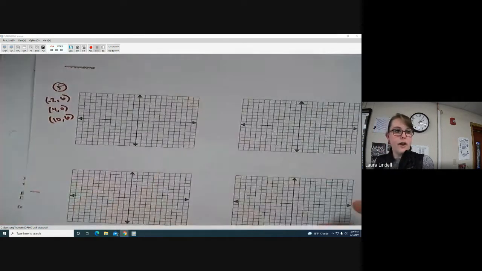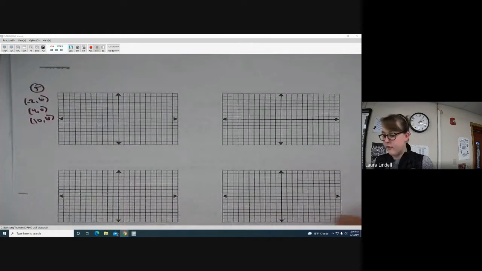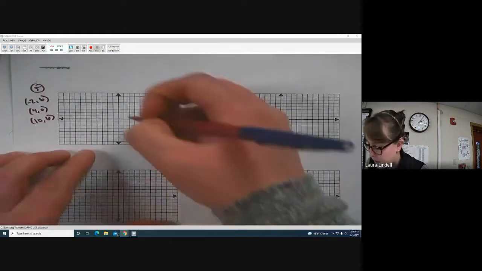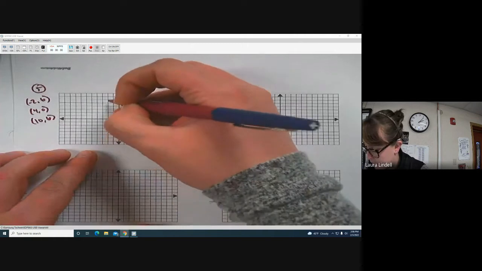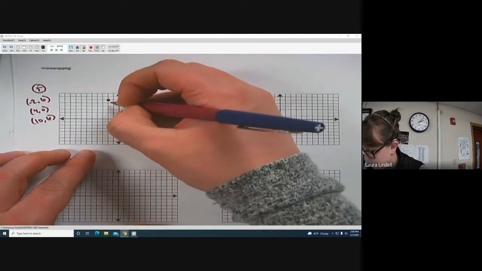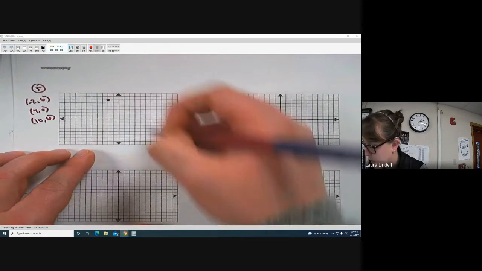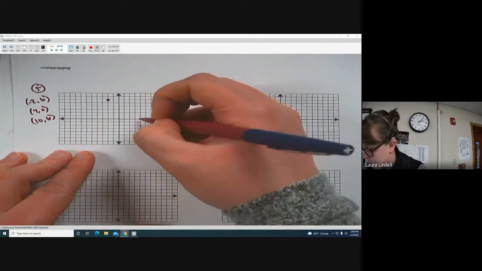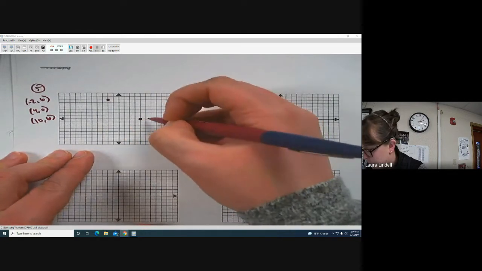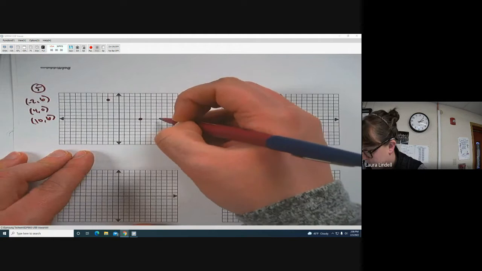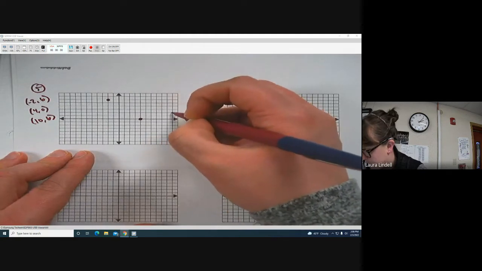So in order to find the centroid by graphing, first you got to graph the triangle. So over -2, up 6. That was 6, right? Yes. And then over 4, up 0. And then over 10, up 6.